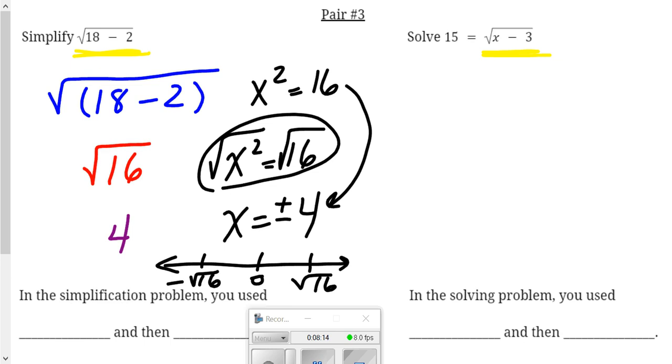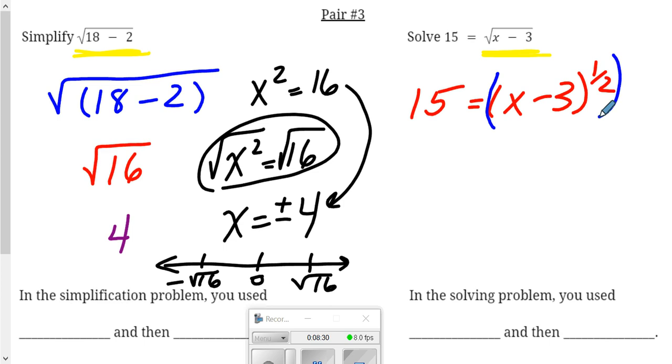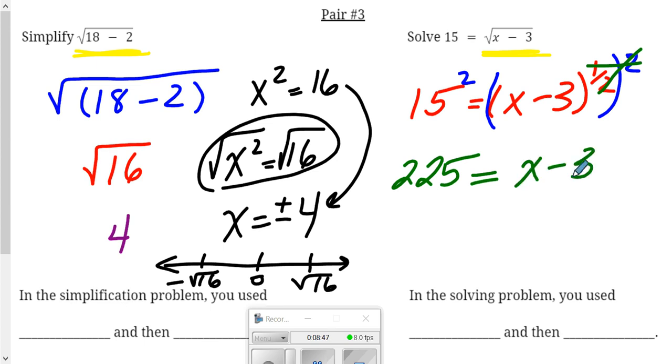So what we're going to do is get rid of the square root by first, well, what we did back in the day was to rewrite this as to the 1/2. Okay, so to get rid of that square root, whether it's in radical form or in exponent form, we're going to use the reciprocal power. The opposite of a square root is squaring. Okay, so we're squaring both sides. We get 225 equals, this part makes a power or an exponent of 1. So that side's just x minus 3. And then we'd add 3 to both sides.